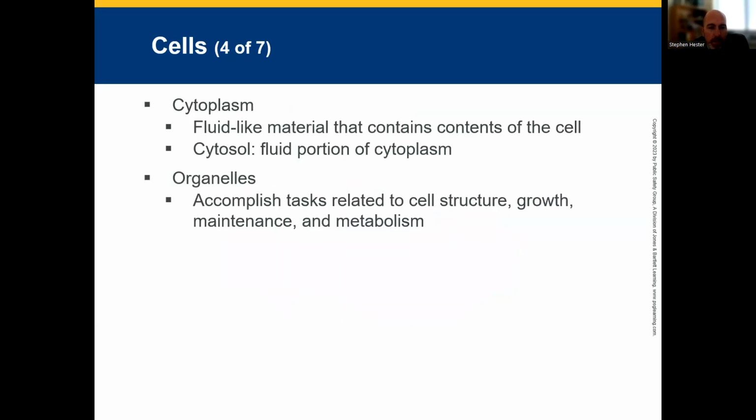Cytoplasm is the fluid-like material that contains the contents of the cell. Cytosol is the fluid portion of the cytoplasm. The organelles accomplish tasks related to cell structure, growth, maintenance, and metabolism. Cytosol is where ATP is. And organelles accomplish tasks related to cell structure and growth.